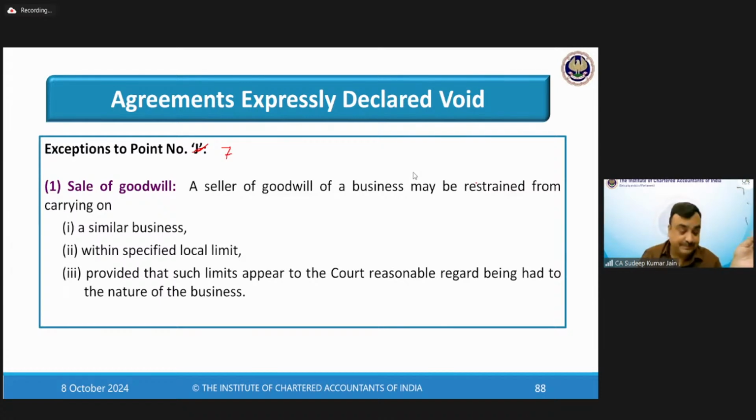Sale of goodwill. A seller of goodwill of a business may be restrained from carrying on a similar business within specified local limits, provided that such limit appears to the court reasonable, regard being had to the nature of business. See the example. Let's see, there are two shops nearby.